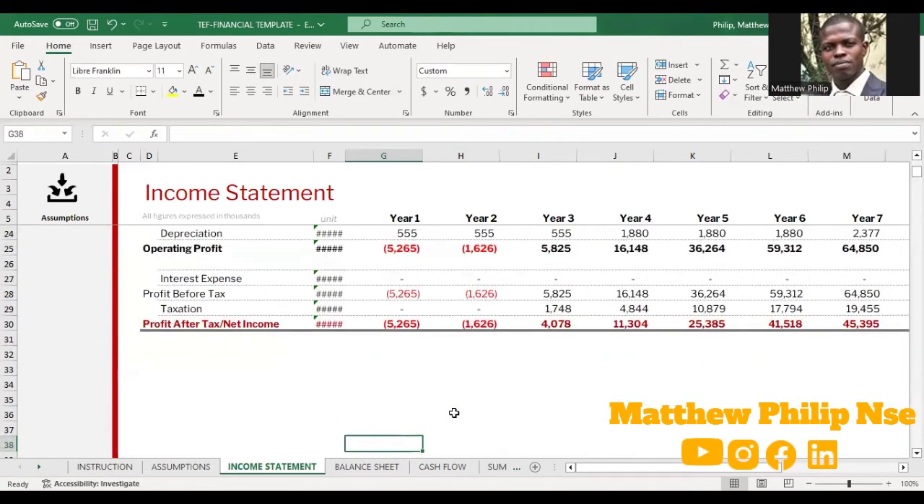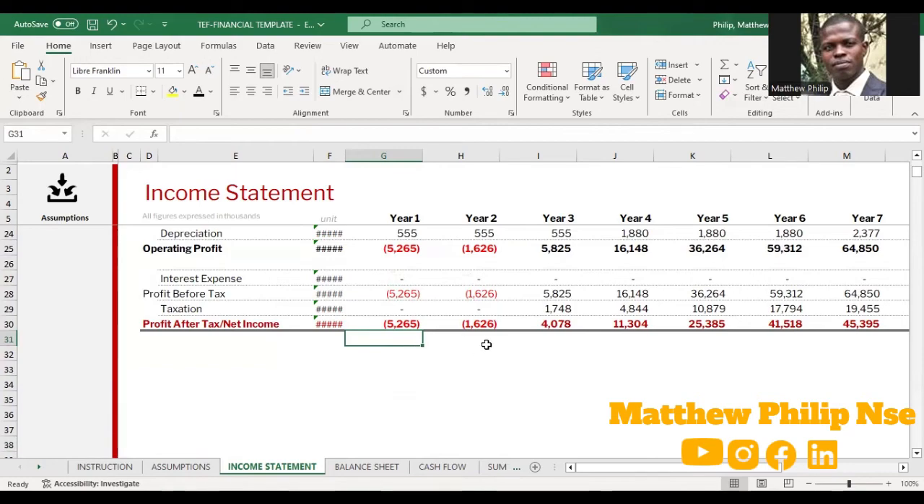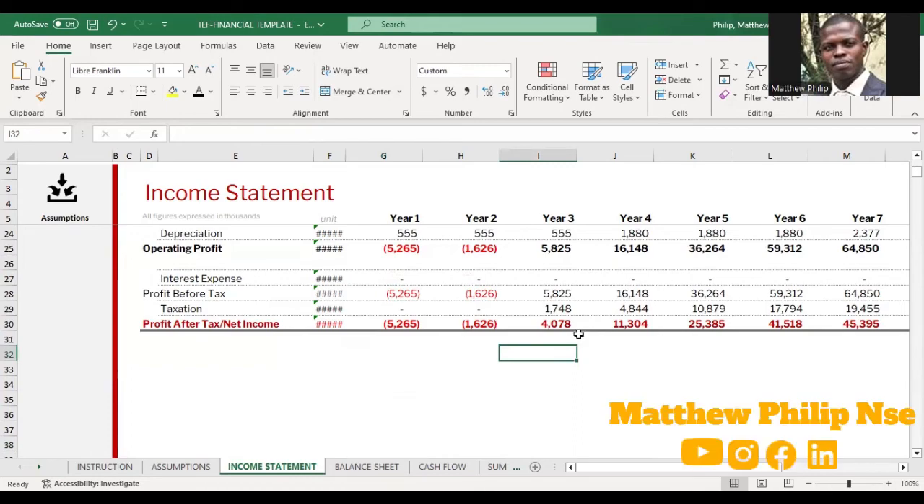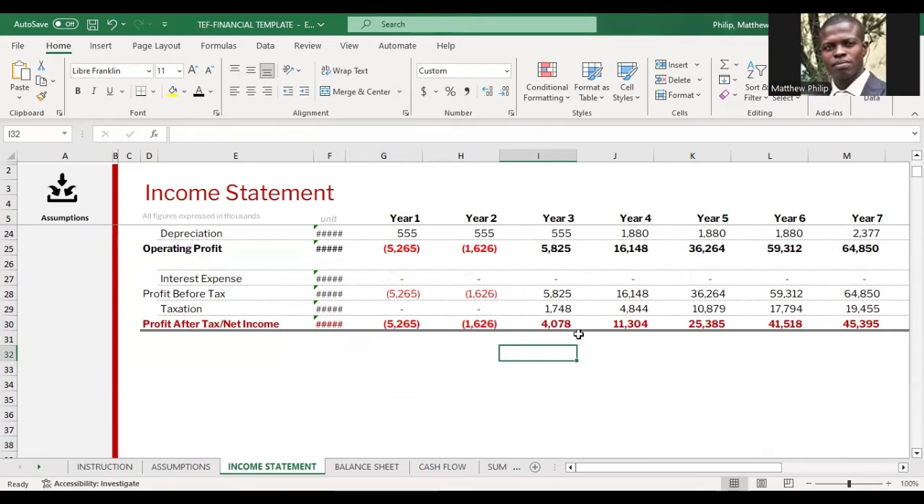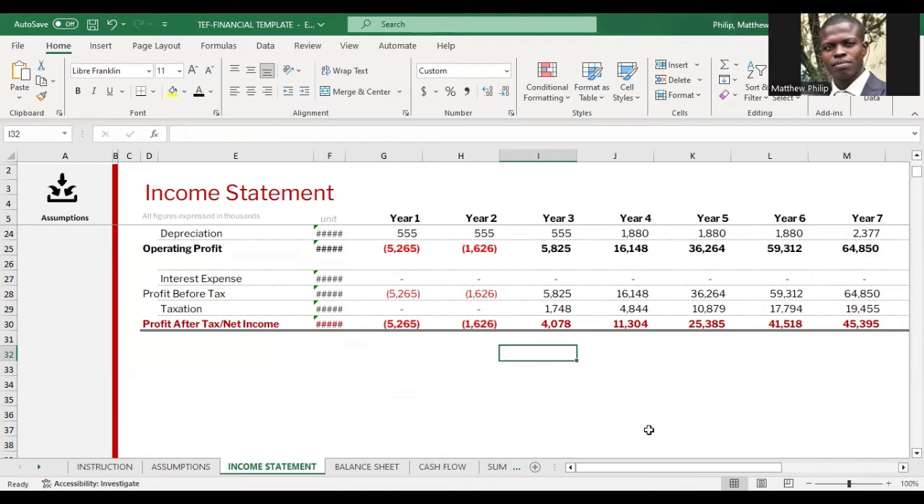Wow, this is serious. This business is going to be making a loss of over 5 million naira in year 1 and a loss of over 1 million naira in year 2. That means this business will only be able to break even and start making profit in the first quarter of year 3. But there's nothing wrong. The bitter truth is that so many businesses don't start with profit. There's nothing wrong with that, but let me show you the issue.